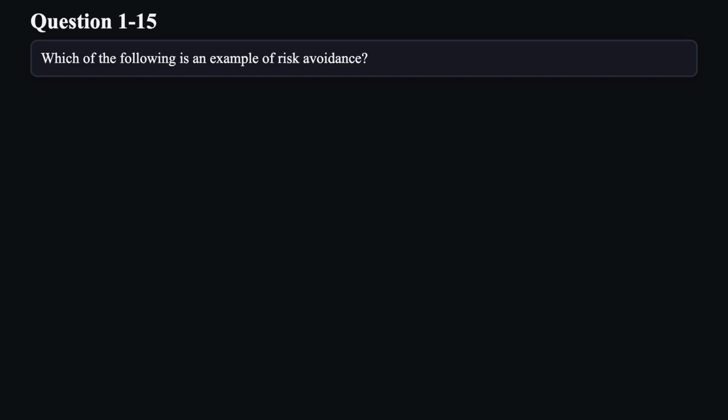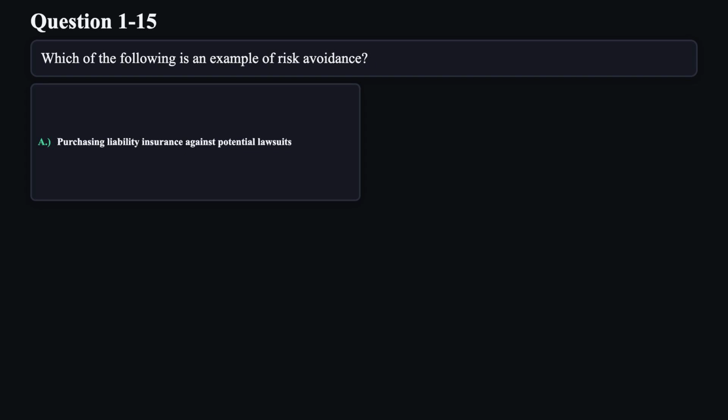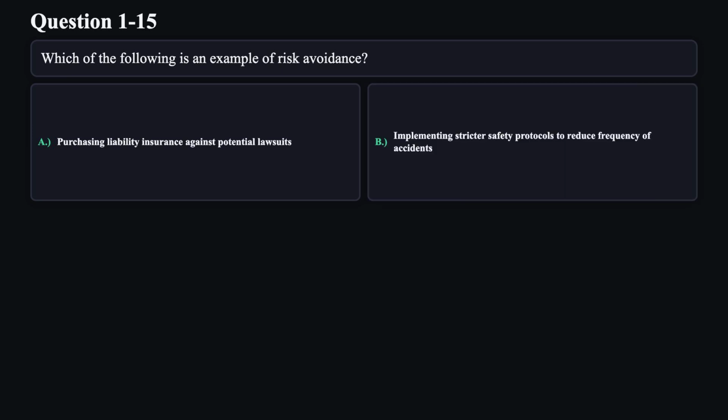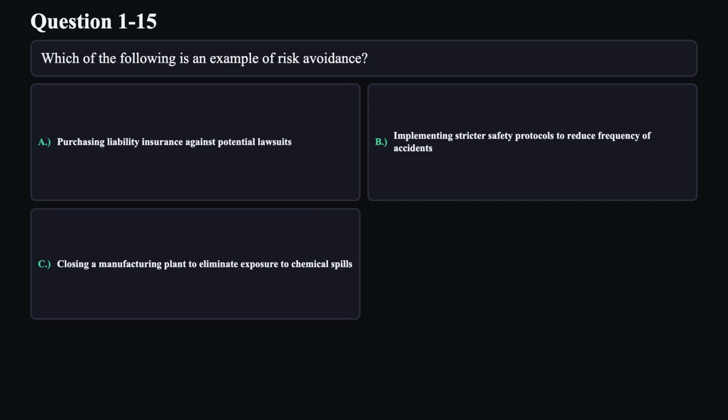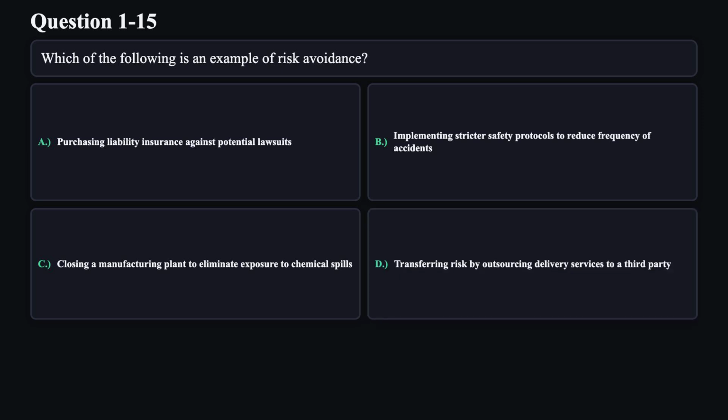Question 15. Which of the following is an example of risk avoidance? A. Purchasing liability insurance against potential lawsuits. B. Implementing stricter safety protocols to reduce frequency of accidents. C. Closing a manufacturing plant to eliminate exposure to chemical spills. D. Transferring risk by outsourcing delivery services to a third party.